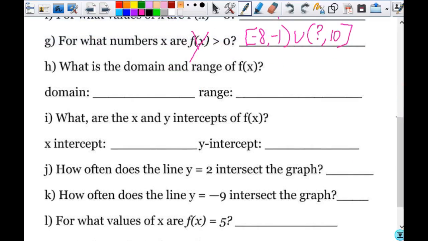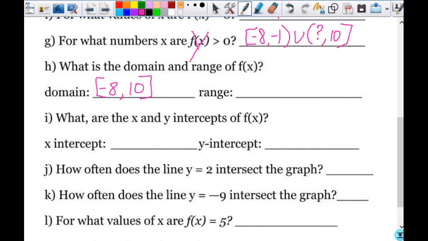What is the domain and range of f of x? All right, so my domain, oh wait, I'm on a different one. My domain is, look at the other picture. What do we start at? Negative 8. Do I get to include it? Yes. And then we go to 10. Do I get to include it? Yes.